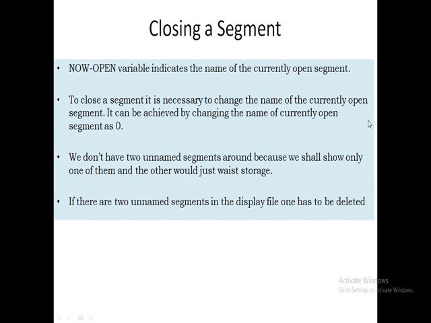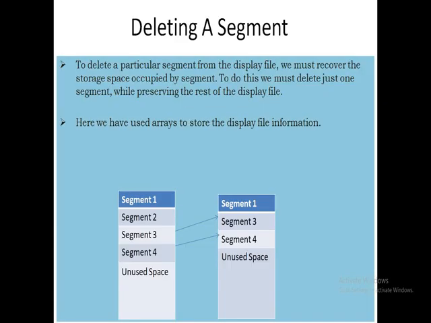Again, I repeat, the most important thing here is the open variable whose value we have to set to 0 and the segment will get closed. Okay, next is deleting a segment. Now this is very peculiar. If the segment is no longer needed, then we delete that segment while preserving the rest of the display file. We have to keep the rest of the display file intact, though we are deleting the unnecessary segment.